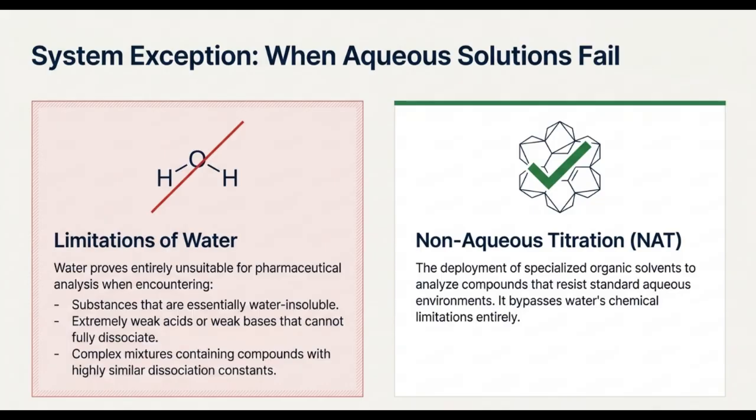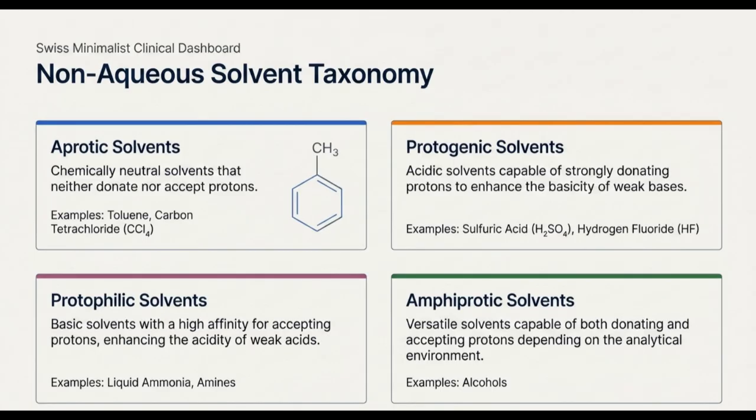Non-aqueous solvents are classified into 4 categories based on their behavior toward protons. The first category is aprotic solvents, which are chemically neutral and neither donate nor accept protons. Examples include toluene and carbon tetrachloride. The second category is protogenic solvents, which are acidic and capable of strongly donating protons to enhance the basicity of weak bases. Examples include sulfuric acid and hydrogen fluoride.